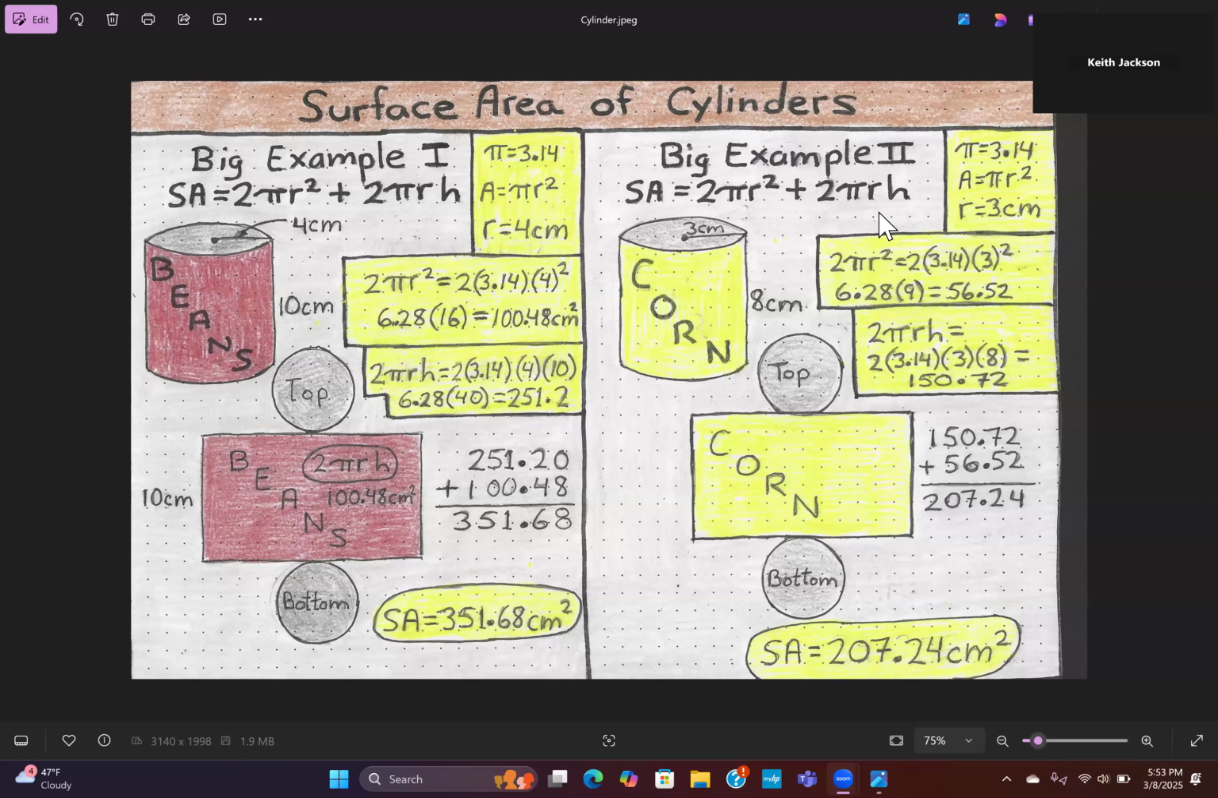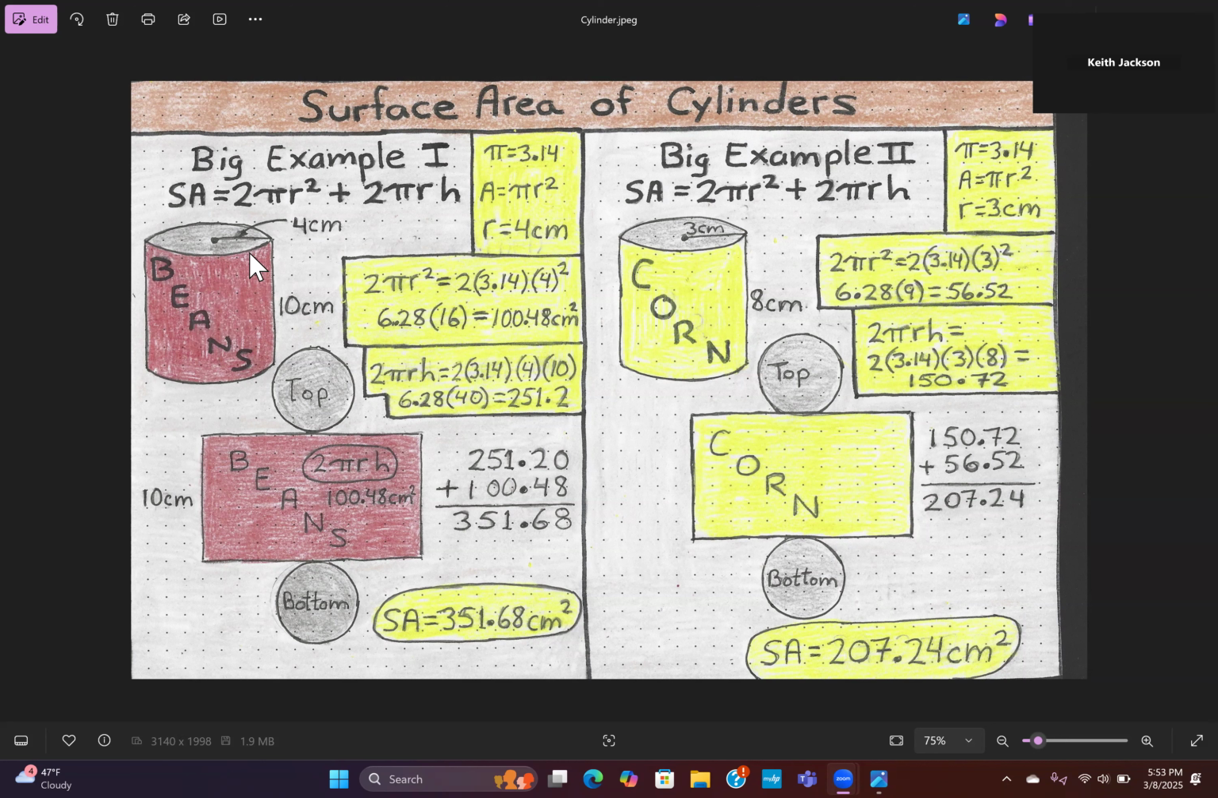In this video, we are going to learn how to find the surface area of cylinders. You typically see cylinders in the supermarket in the form of canned goods, just like you see with beans and corn. The surface area is simply the outer covering of a cylinder, the outer covering of a can.